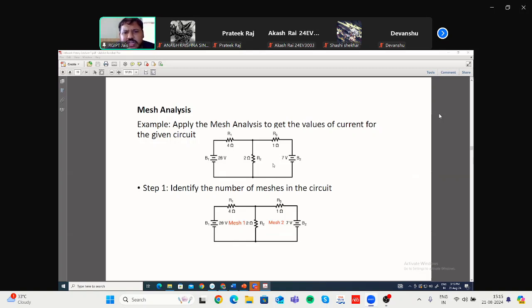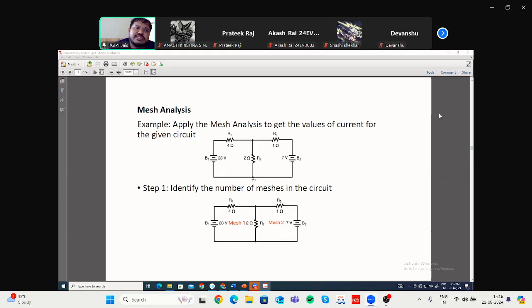So for this circuit, how many branches are there? Before identifying the number of branches, you have to identify the nodes. Here, this one is a node, because it is the interconnection of R1 and B1. This is again a node, because it is the interconnection of R1, R2, and R3. It is again a node, which is the interconnection of R3 and B2. It is again a node, because it is the interconnection of B1, R2, and B2. Now there are 1, 2, 3, 4. Four nodes are there.